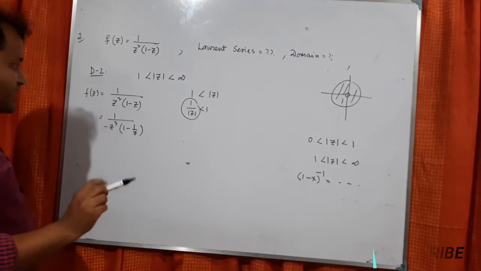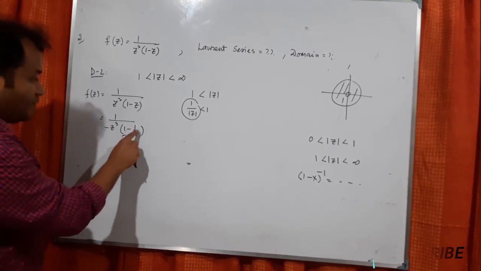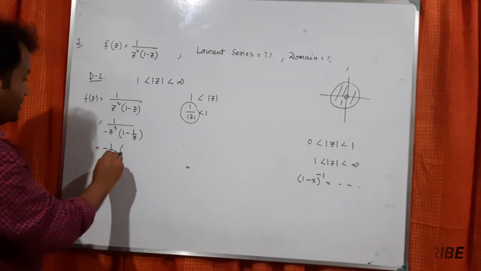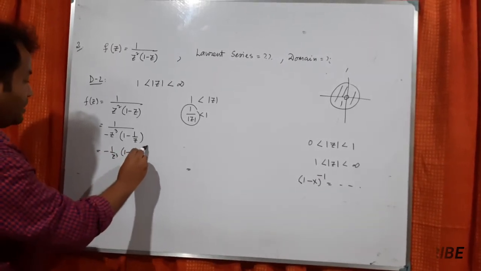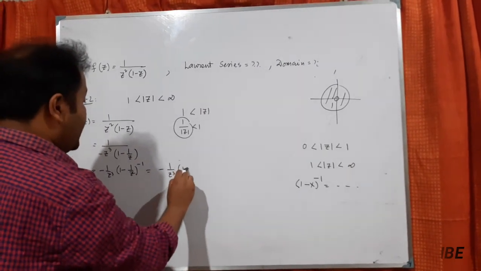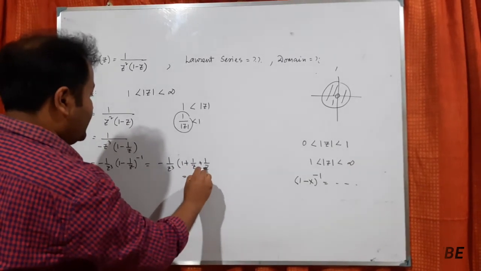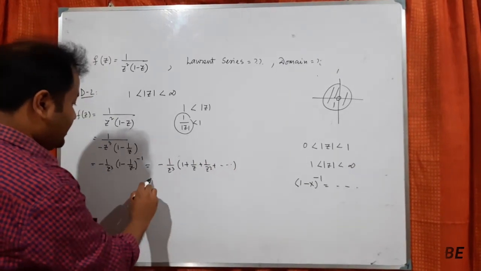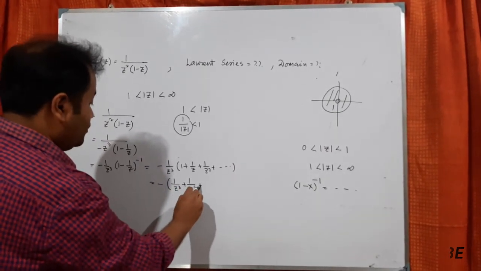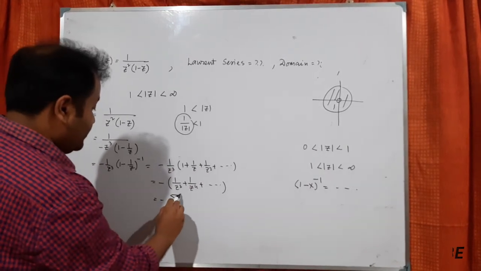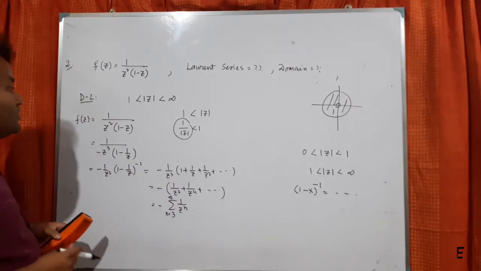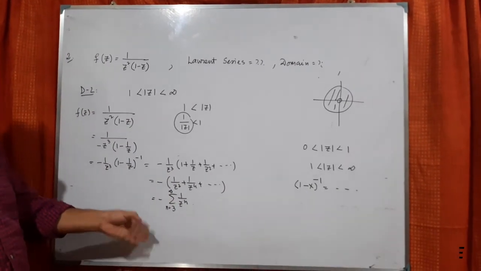Okay. So always try to understand, you have to make something 1 minus something. So this is minus 1 by z cube, then (1 minus 1 by z) to the power minus 1. So it should be minus 1 by z cube, times (1 plus 1 by z plus 1 by z square and so on). So basically it should be minus 1 by z cube plus 1 by z to the power 4 and so on. So minus summation 1 by z to the power n, n equals 3 to infinity. So that is the second Laurent series expansion of this one.